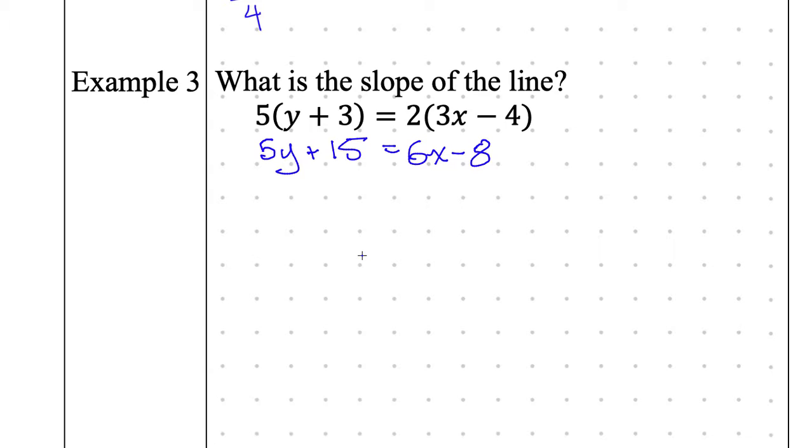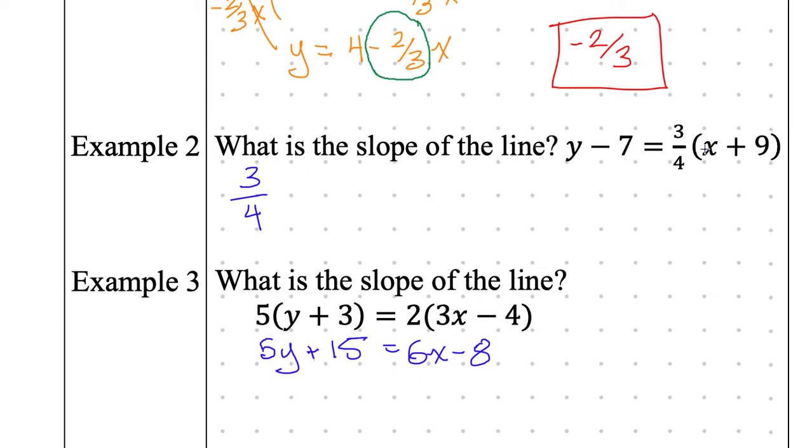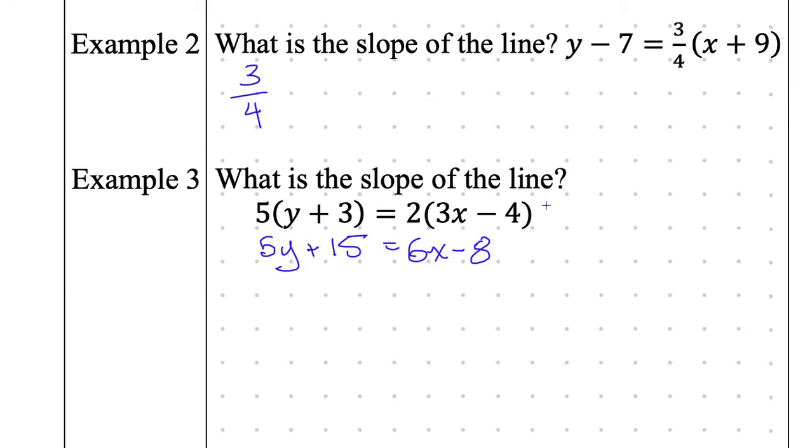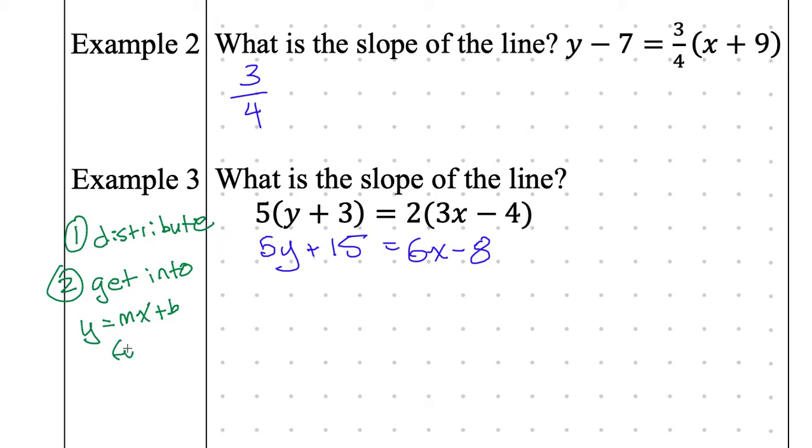All right, so leave that up there. First, you want to distribute. If you ever have the possibility of distributing, under the assumption that you're not in point slope form, then distribute. That should be your first step, and maybe I need to write that down on the left-hand side. First, always distribute. Second, get into y equals mx plus b form.